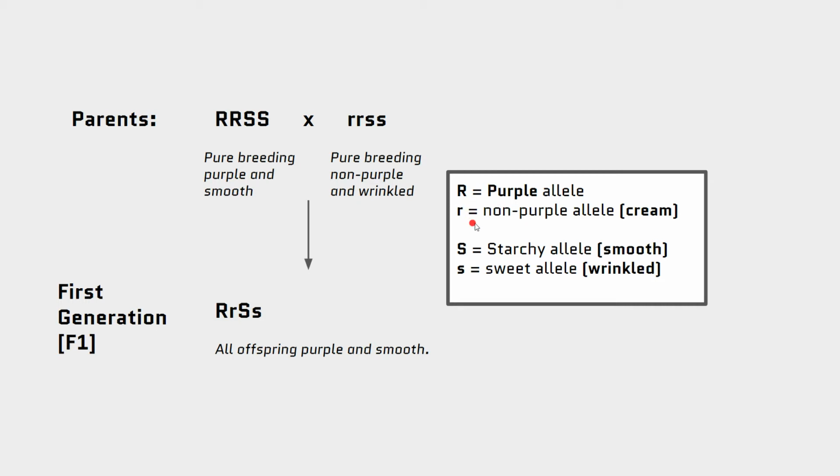Lowercase r is going to be cream or yellow, that's going to be our recessive allele. Capital S is starchy, that's going to be for smooth kernels, and lowercase s is our recessive allele, that is going to be our wrinkled or our sweet alleles.